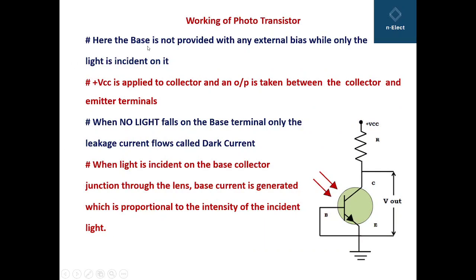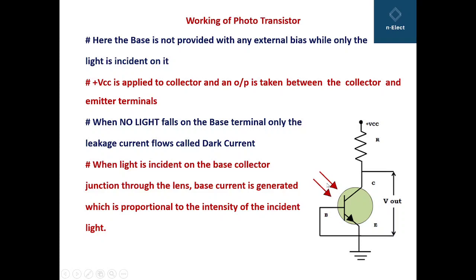Working of phototransistor, here the base is not provided with any external bias, as you can see, while only the incident light is there on the base region or terminal. Plus VCC is applied to collector and output is taken across collector and emitter.